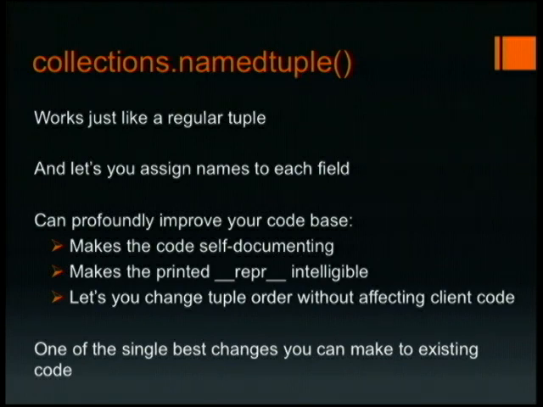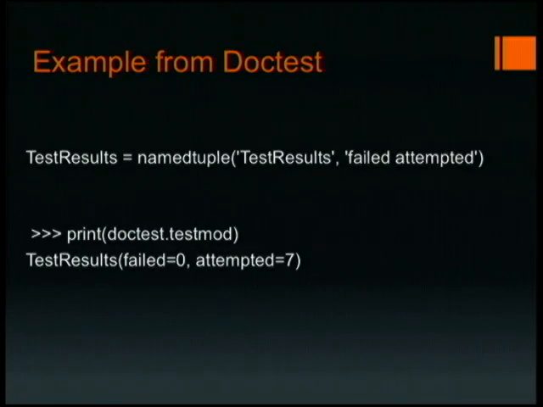So let's look at a simple example that has been extracted from doctest. If you call up the source for doctest, at some point you'll see a line at the top that says TestResults is equal to namedtuple of TestResults failed and attempted. And what it's doing is defining a name tuple that says this is a tuple of length 2, where the first field means the number of failed tests and the second means attempted.